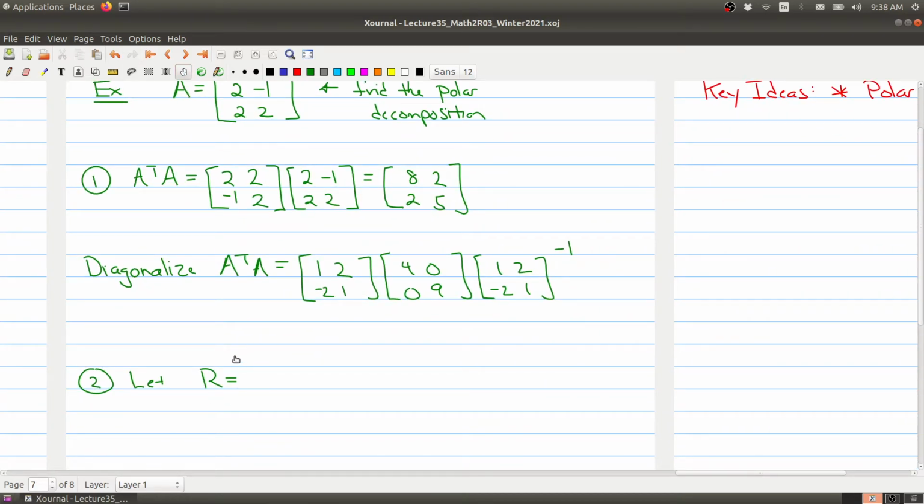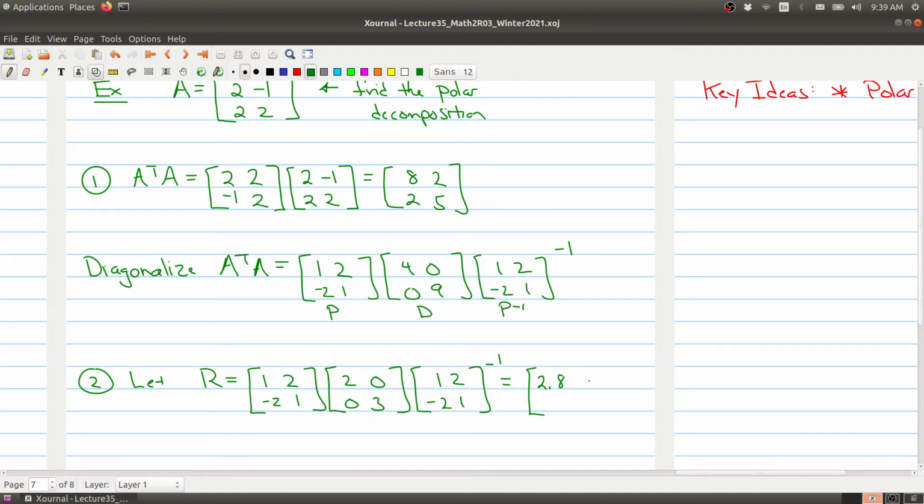Now I create my matrix R. This is my P, this is my D, and this is my P inverse. So I keep the P and the P inverse, 1, 2, minus 2, 1, but for D I take the square root of all the values. And then over here, I have 1, 2, minus 2, 1. I actually went and computed this, so this is 2.8, 0.4, 0.4, and 2.2. Again, I want to point out that you're getting a matrix R that should be a positive operator, so one of the things it should be is symmetric.